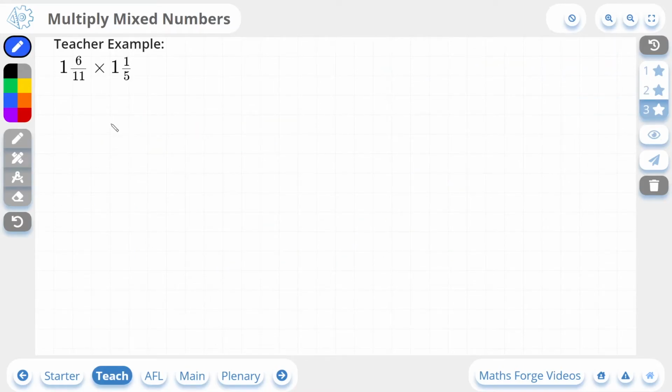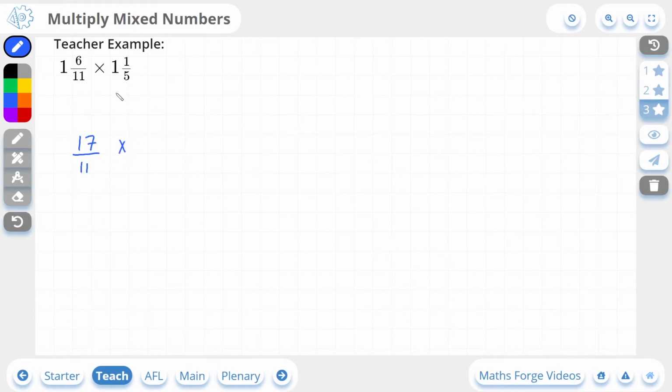Let's take a look at a 3-star example. So in this case, we can't really simplify the fractions. As you can see, they're in their simplest form. So let's just go ahead and convert them to improper fractions. We're going to do 1 multiplied by 11, which is 11, and we're going to add this to the 6, which is 17, over the original denominator of 11.